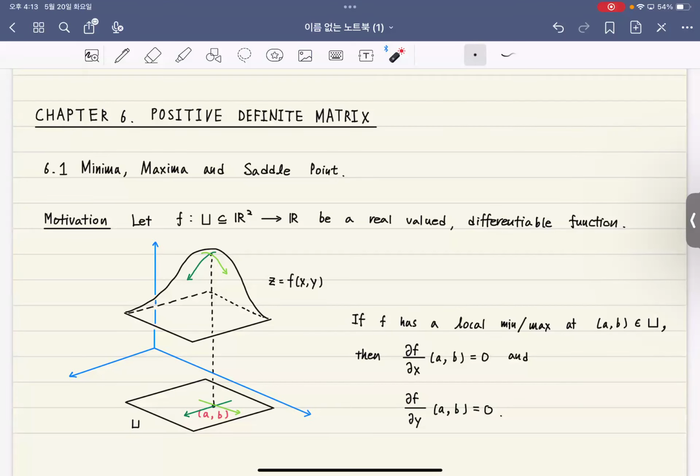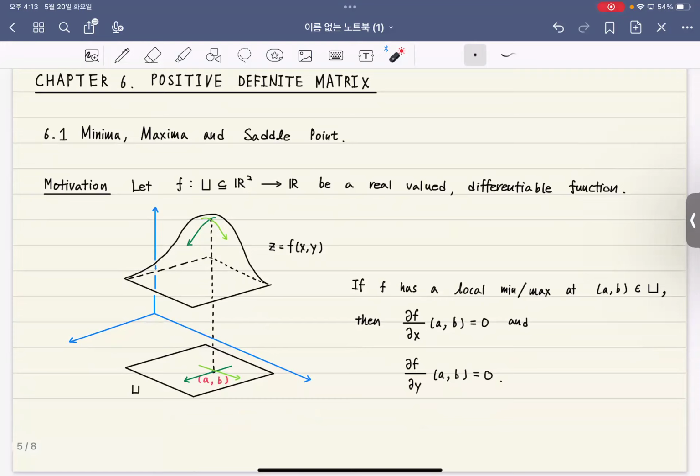All right, but I will begin from the study of the two variable differentiable functions. I have a function f whose domain is in some open subset U of the two-dimensional Euclidean space R2, and whose codomain is just some real number. So we say this is a two variable real valued function from U to R. And also we are assuming that f is a differentiable function.